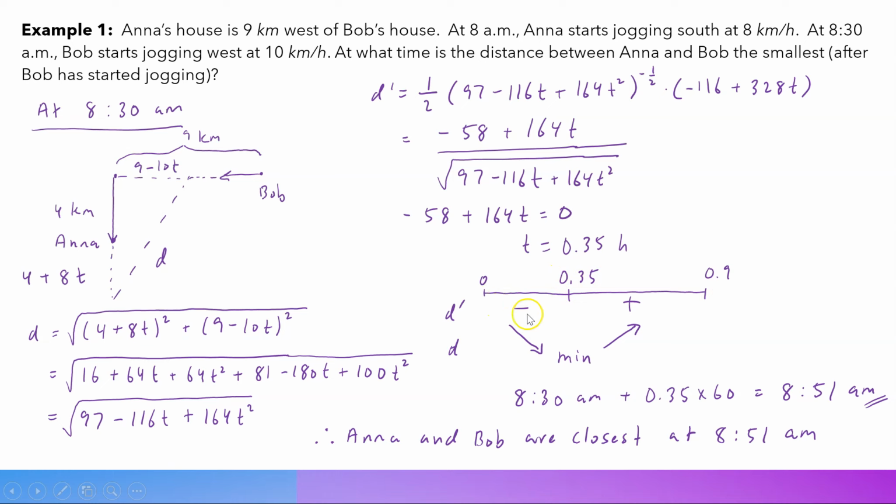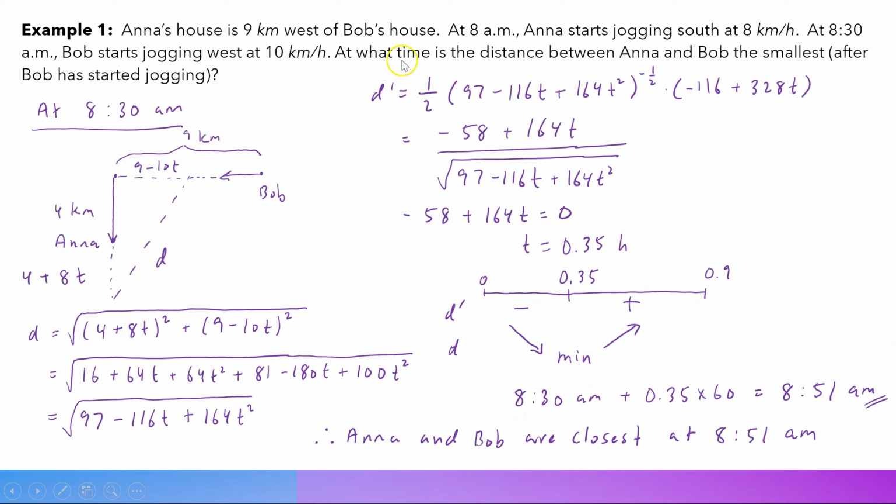And so using a number line and creating a sign chart and looking at the sign of the derivative, first it's negative in this interval from 0 to 0.35, and then from 0.35 to 0.9, it ends up being positive. And so the original distance function is first decreasing, and then it starts to increase, which tells us that we have a minimum. And so this chart just confirms that we have a minimum.